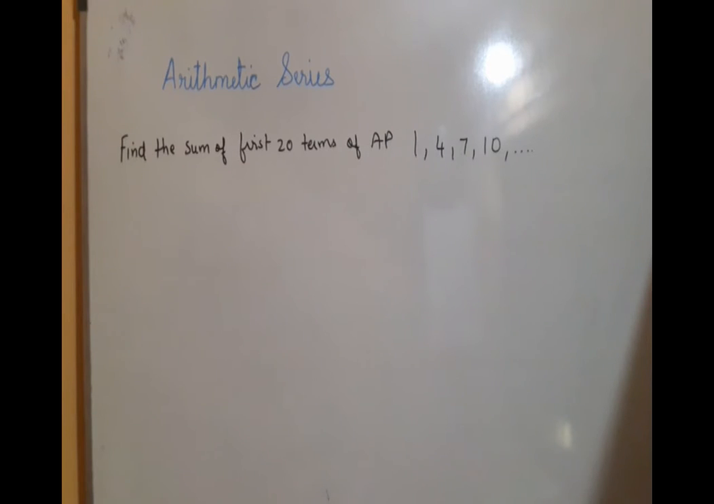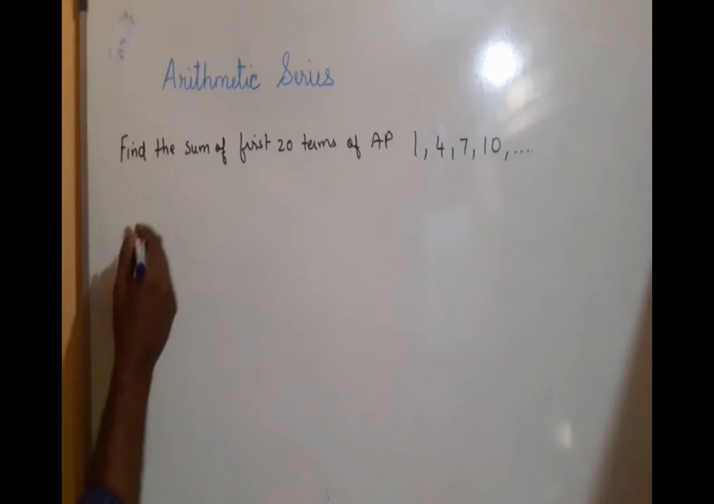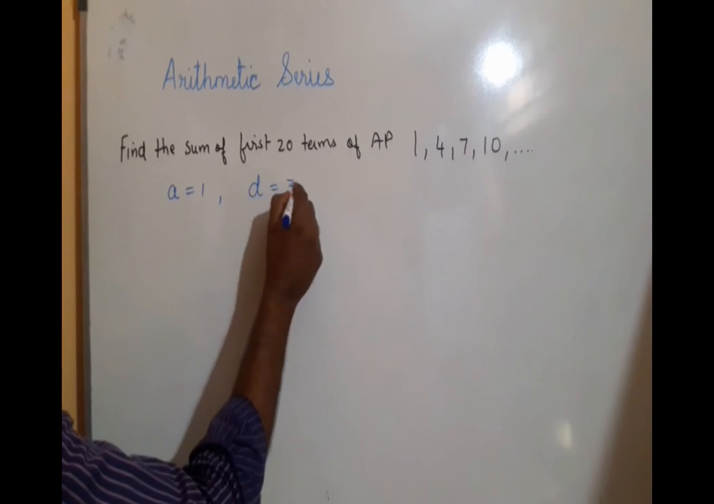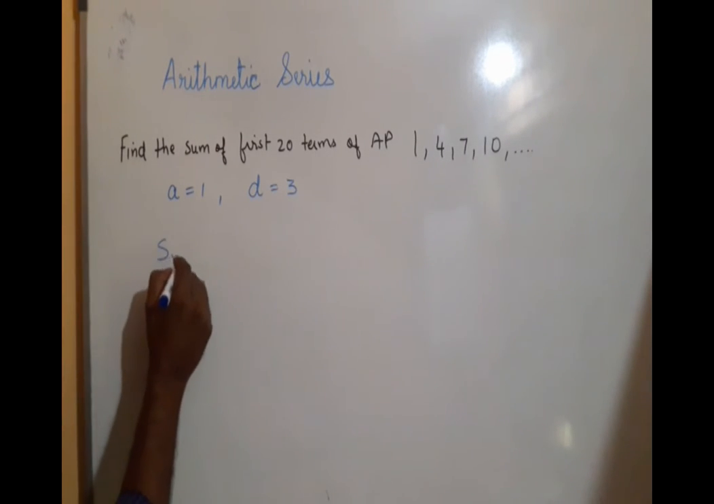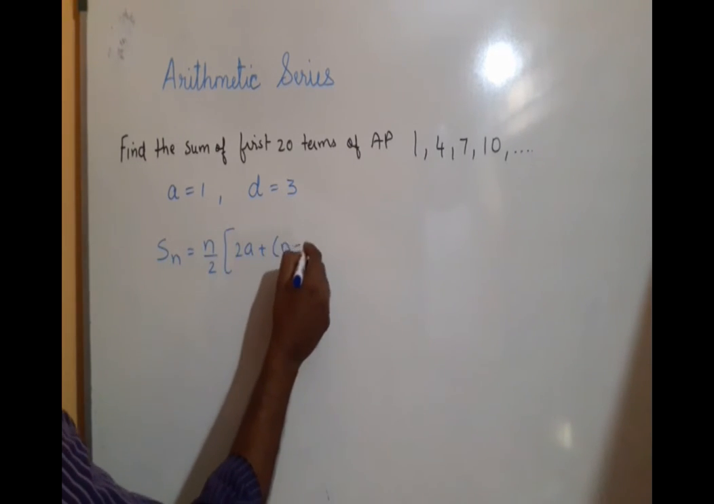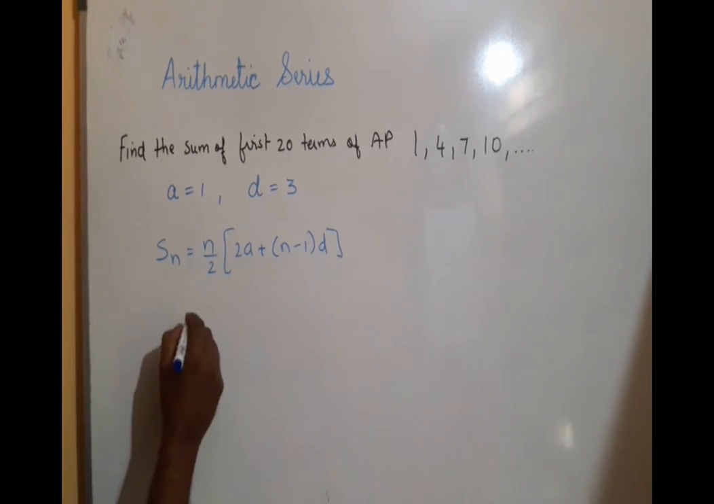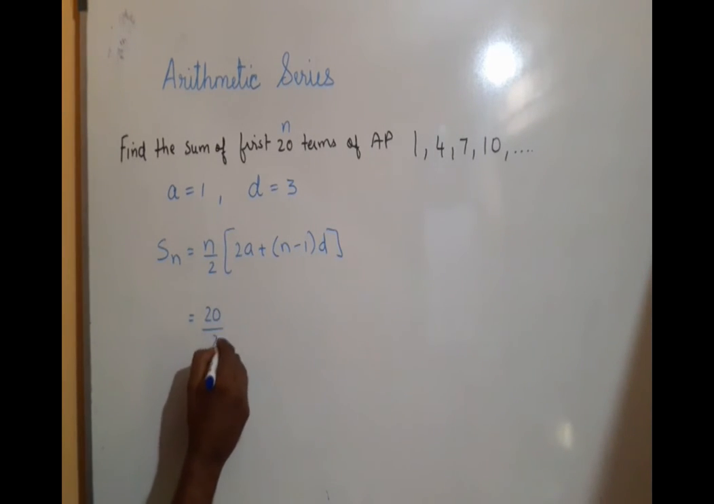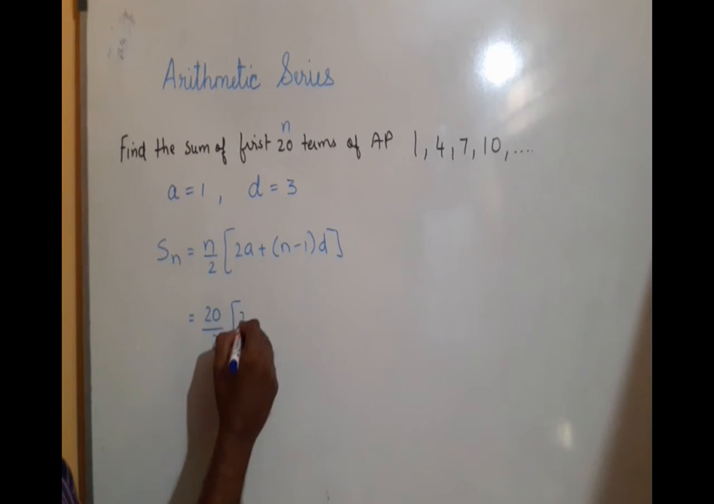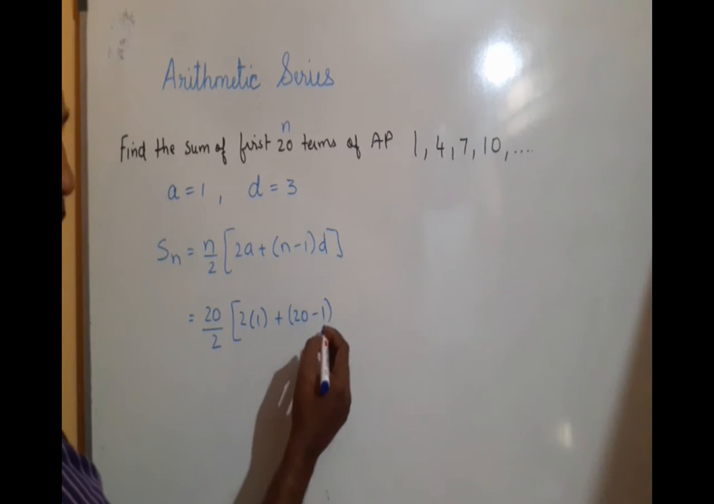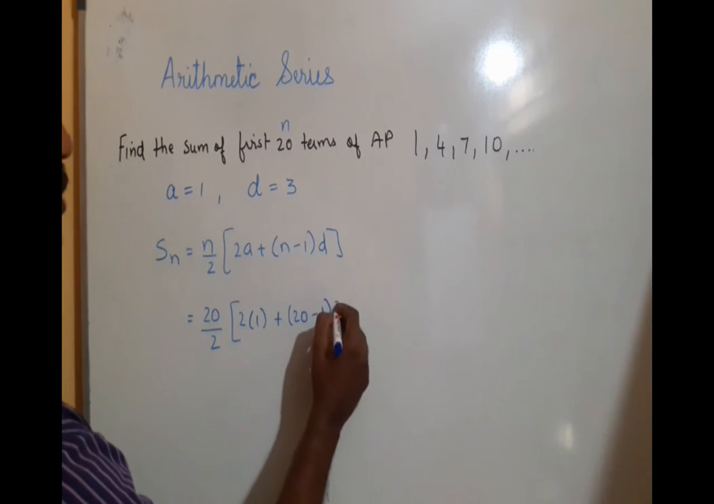On the board now, find the sum of first 20 terms of AP 1, 4, 7, 10. So let us see. What is the first term here? a is equal to 1. And what is the common difference? d is equal to 3. What is the formula? Sn equal to n by 2, 2a plus n minus 1 d. So let us put the terms. We have to find the first 20 terms, so n is equal to 20. So 20 divided by 2. a is 1, so 2 ones are 2 we have. Plus n is 20, so 20 minus 1 is 19 and d is 3.